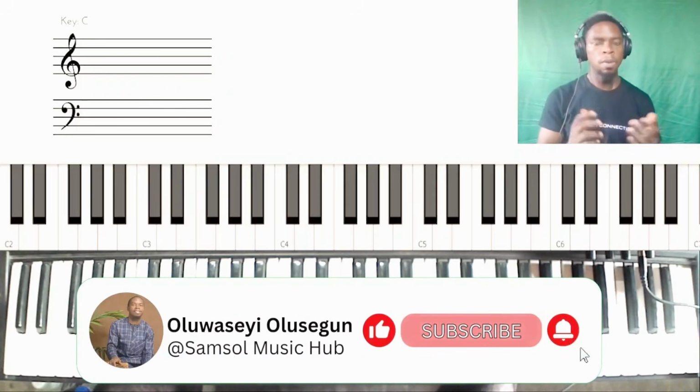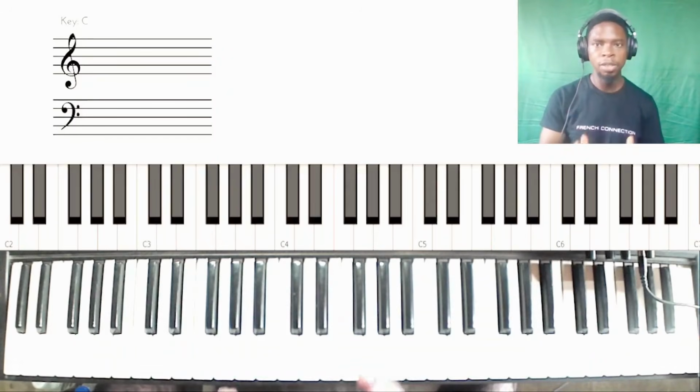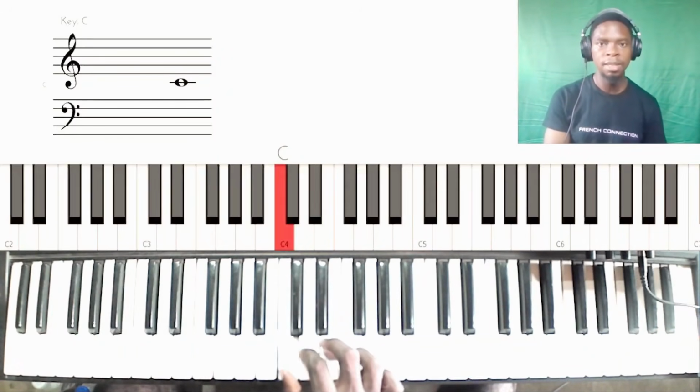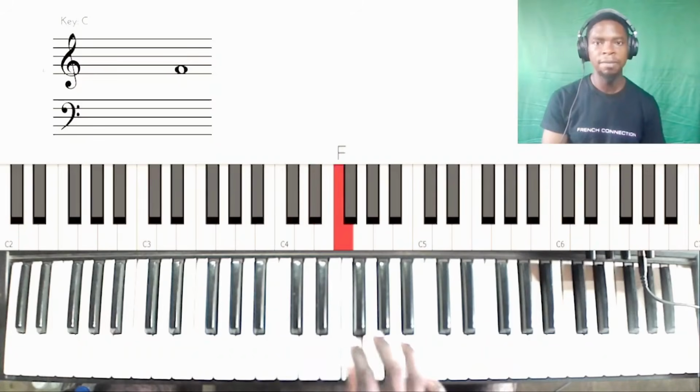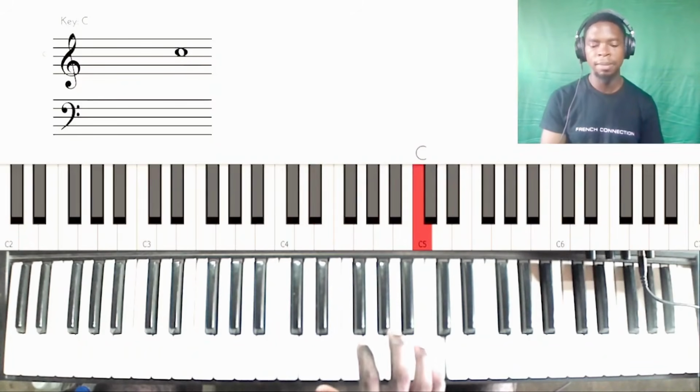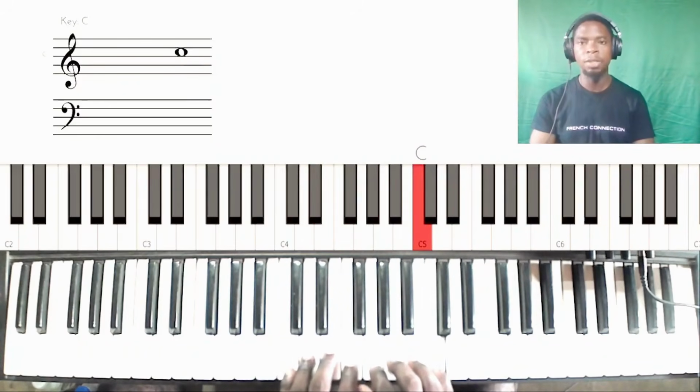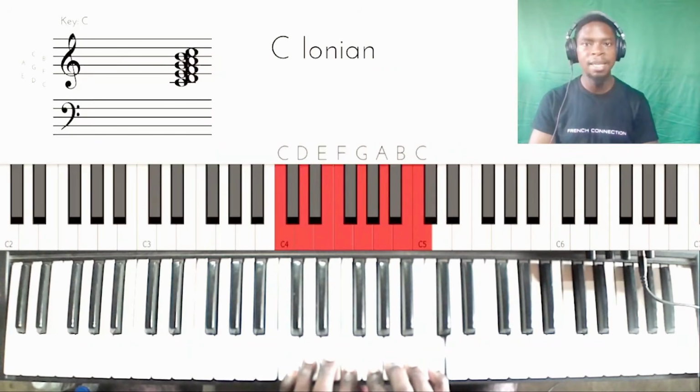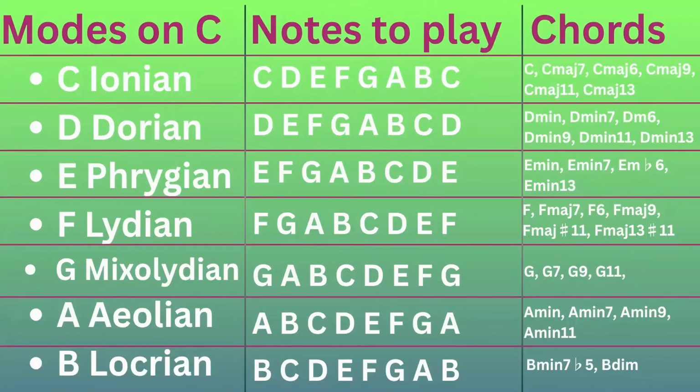Okay, so on the key of C, to get the major scale, that will give us C, D, E, F, G, A, B, C. Okay, and that major scale will give us the C Ionian. All right, this is the C Ionian.